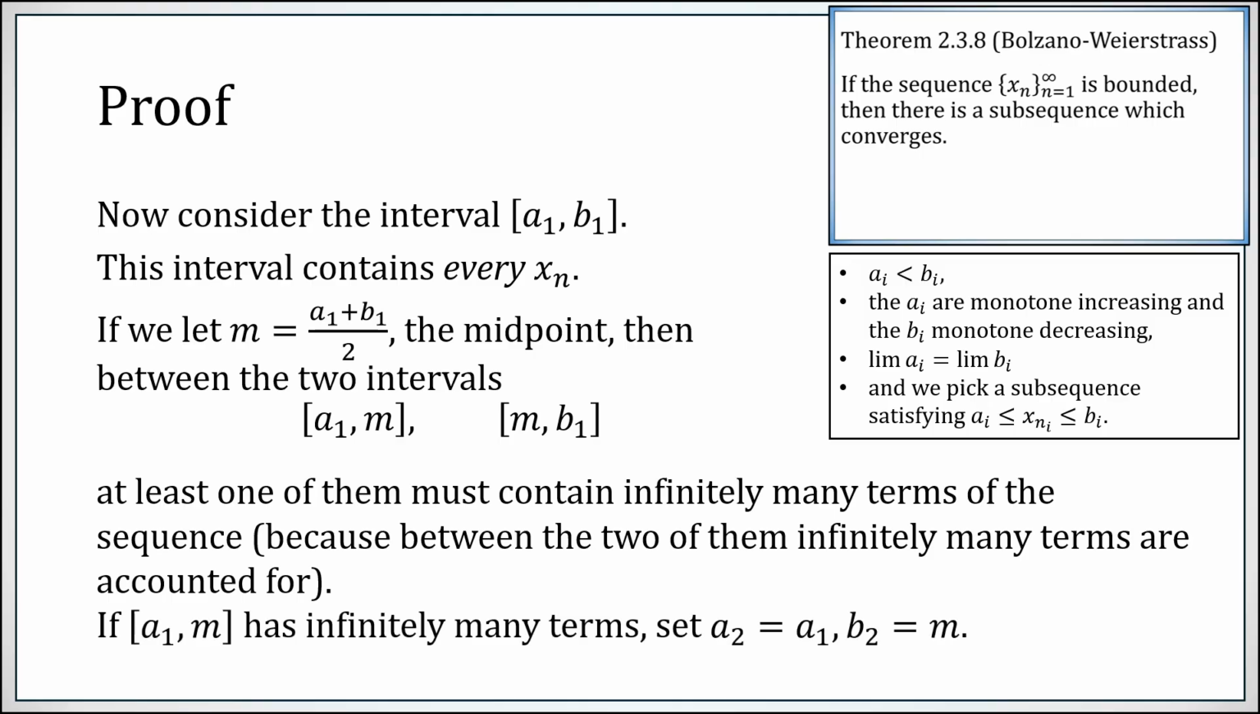If a_1 to m has infinitely many terms, then I make the left endpoint, a, stay the same, and I take this midpoint to be the next b, in which case observe that the a_i are monotone increasing, they remained equal, and the b_i are monotone decreasing. I went from b_1 to that midpoint to be equal to b_2. On the other hand, if this interval does not have infinitely many terms, then the other one must. So set the midpoint to be a_2, in which case the a's increased while the b's stayed the same.